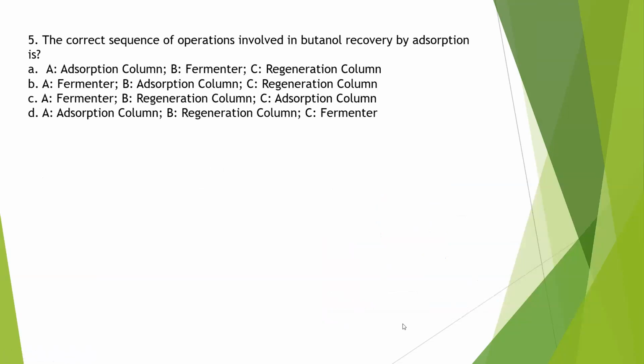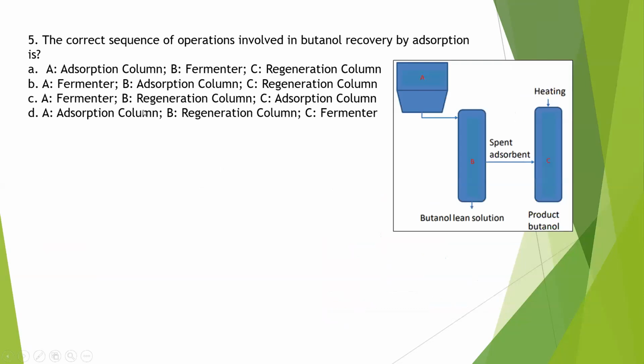So next question is, the correct sequence of operations involved in butanol recovery by adsorption is. So we have the figure, we have to identify what is the correct sequence and what is A, B, and C. Whether A is adsorption column followed by fermenter and then regeneration column, or fermenter, adsorption column, and then regeneration column, or A is fermenter, B is regeneration column, and C is adsorption column, or A is adsorption column, B is regeneration column, and C is fermenter.